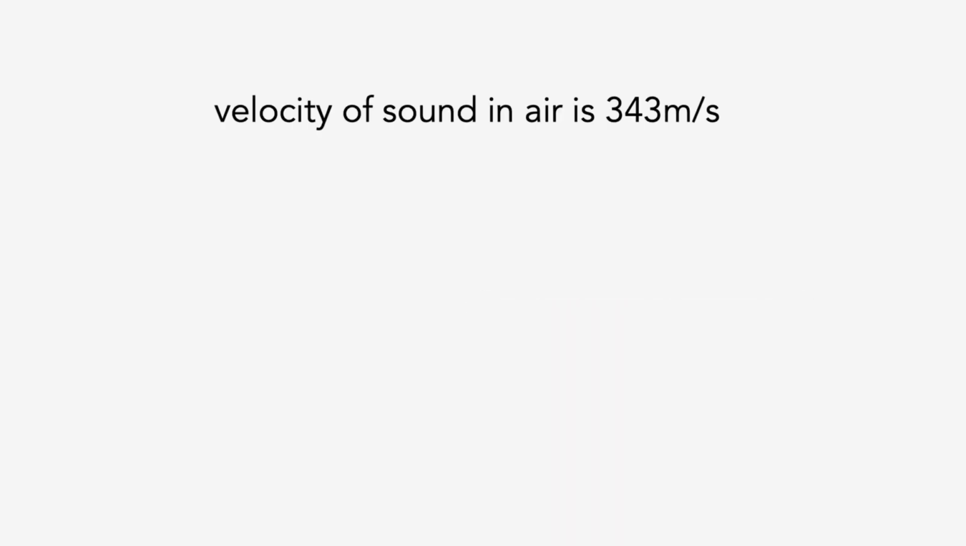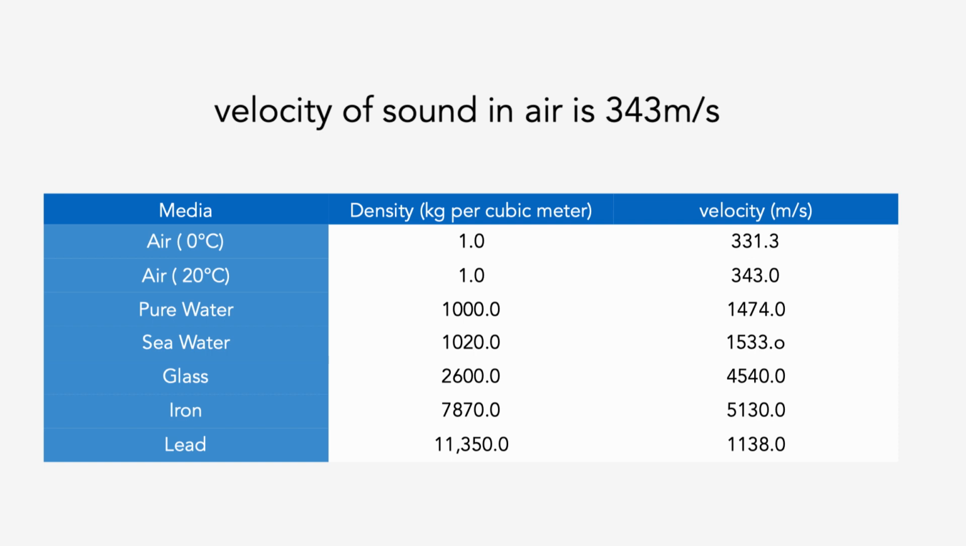Velocity of sound in air is 343 meters per second. Speed of sound depends on the density of the medium. Temperature is also a factor because cooling a substance causes molecules to slow down and get slightly closer together, which results in an increase in density.